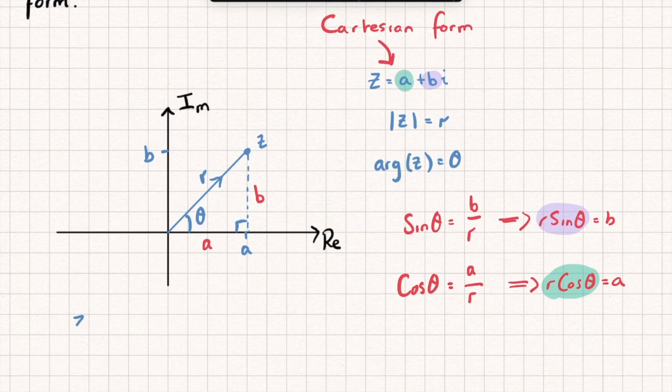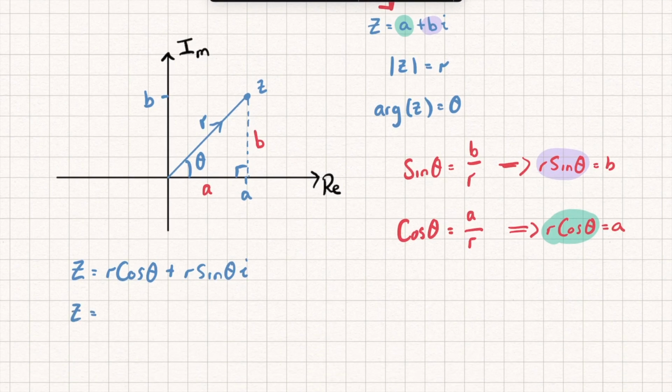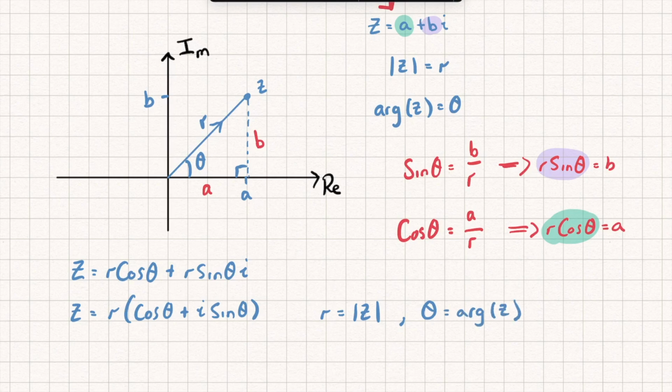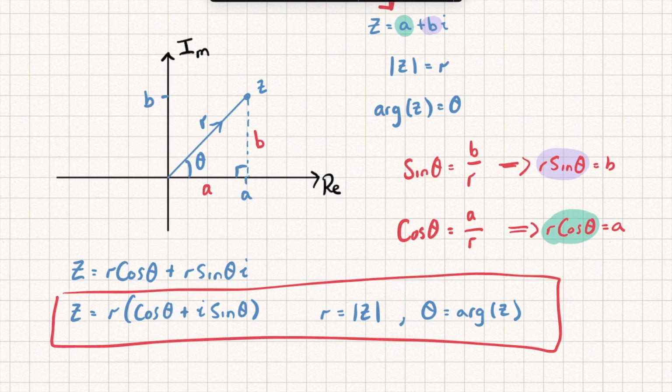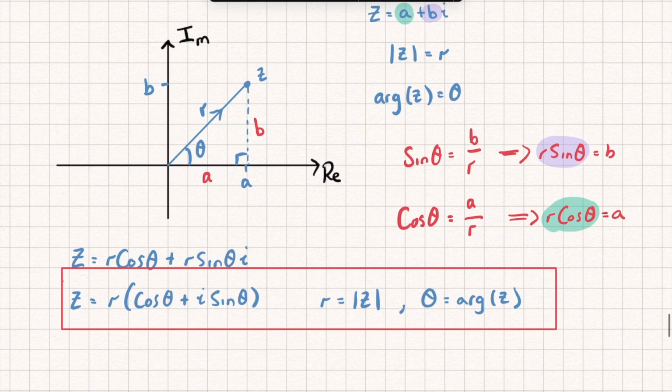So I've got z, our complex number, can be written as a, which is r cos theta, plus b, which is r sine theta, multiplied by i. Let's then factorize out the r, and we get r multiplied by cos theta plus, and it's usually written like this, i sine theta, okay, where r is equal to the modulus of z and theta is equal to the argument of z. And this here is what we call our modulus argument form of our complex number. So let's now look at an example to see how we can calculate this.